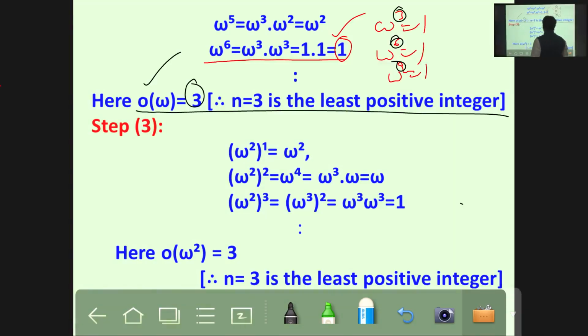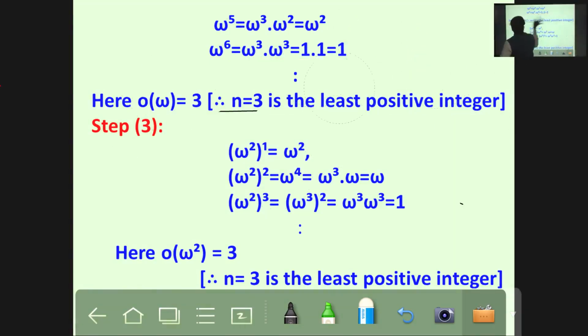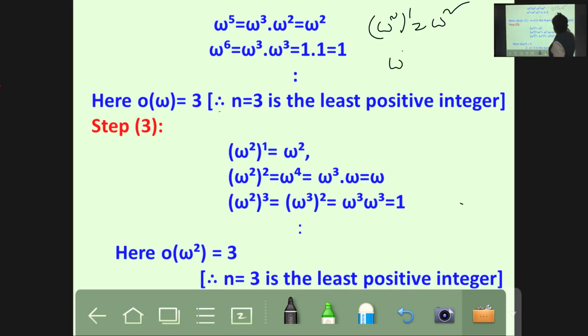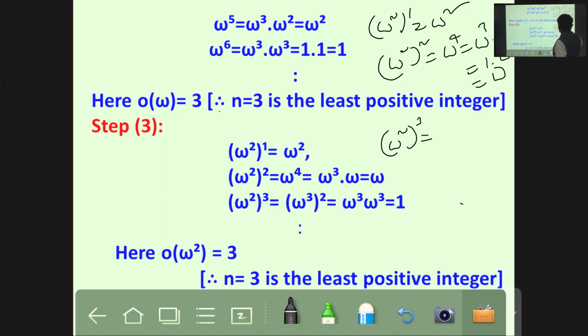Last element, omega square. Omega square whole power 1 is omega square. Omega square whole square is omega power 4, nothing but omega into omega cube, so 1 into omega. Now omega square whole cube can be written as omega cube whole square, since a power m whole power n equals a power mn, which can be written as a power n whole power m. What is omega cube? 1. 1 square is 1.